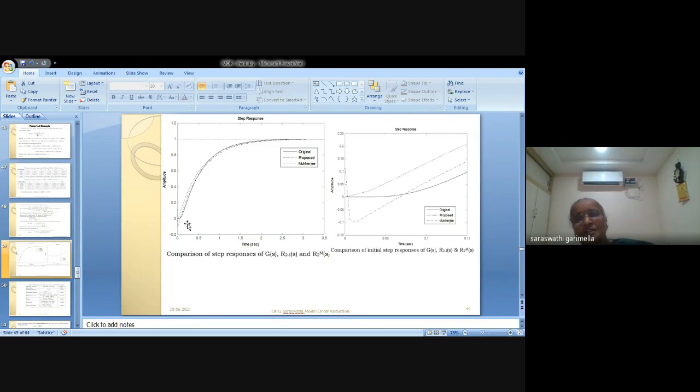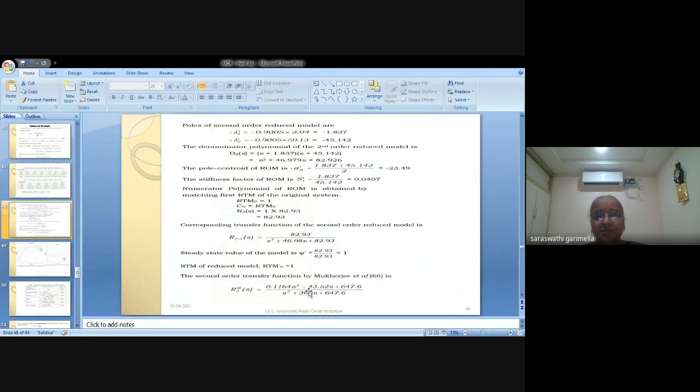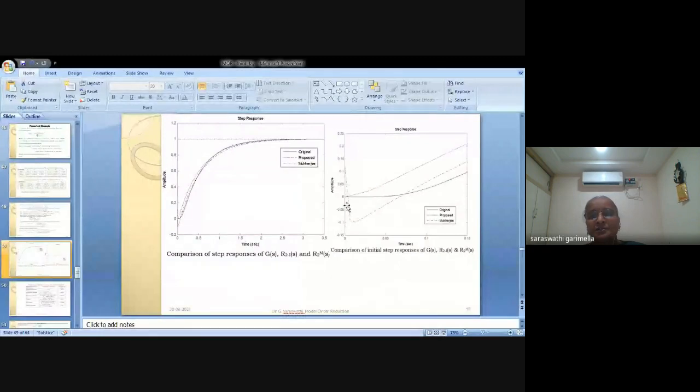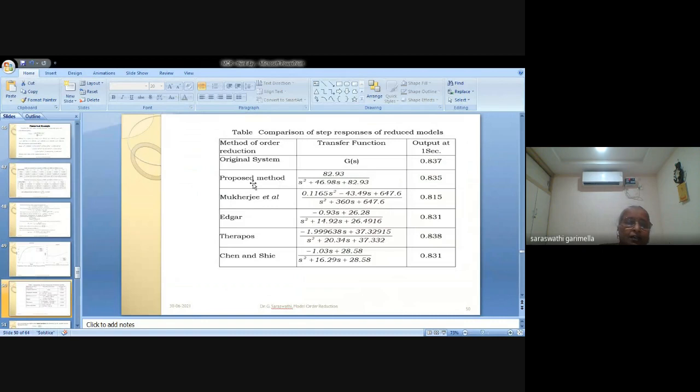I found that though they are matching here, in the initial response, because this is 0 to 3.5 seconds, I considered up to 0.15 seconds. Then I found this is the original and this is following it, and Mr. Mukherjee's is going below 0. That's why there is a minus sign in the numerator, so it is going below 0. So it is following like this. That's what I observed, and I have drawn all those things for this session.